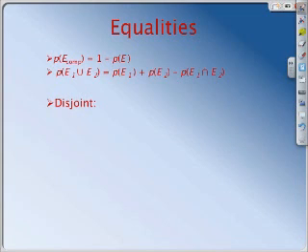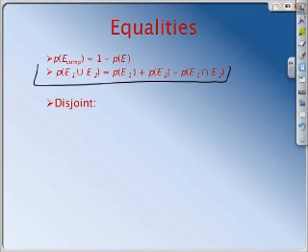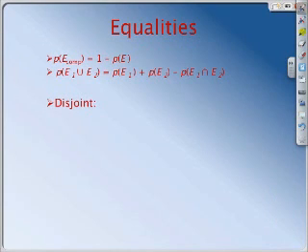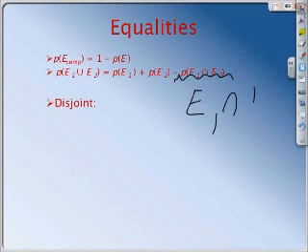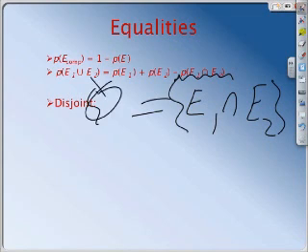Another very useful one is this equality right here. This is saying the probability of the union of 2 different events is equal to the probability of the first event, plus the probability of the second event, minus the probability that both of the events happen. If they're disjoint, however, we can ignore this term because we already know that E1 intersect E2 is the empty set. We know that because what we're saying is these 2 events do not happen at the same time.